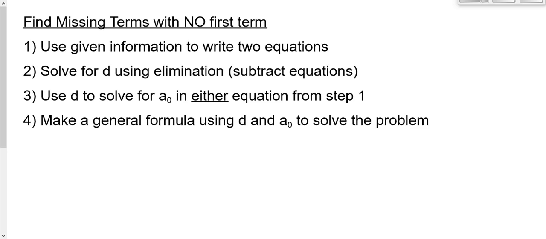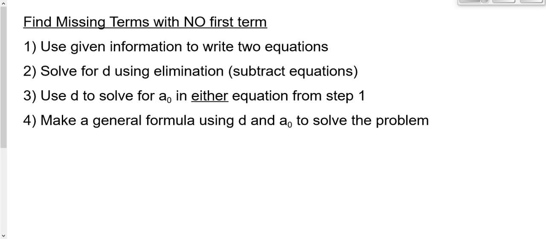Our third step is going to be to use that common difference to solve for a sub 0, and that's going to be where we take the common difference and plug it back in to either one of the equations we created in step 1 to find that other piece of missing information. And last but not least, we're going to use the common difference and a sub 0 that we found to write our general equation so that we can solve our problem. So before we can actually solve the problem, we're going to have to find our two missing pieces of information, a sub 0 and the common difference. And we're going to use the system of equations to do that.